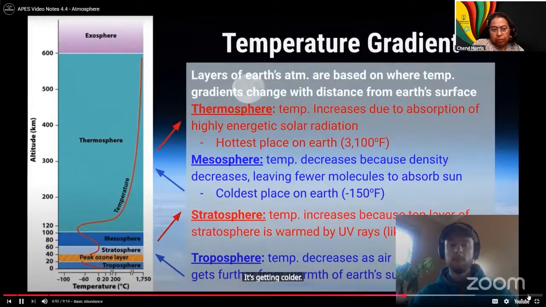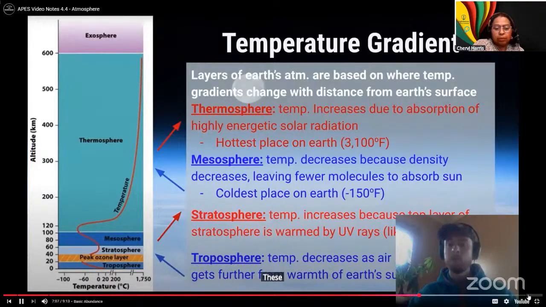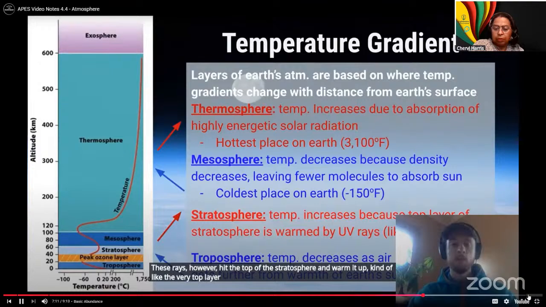Then we have the stratosphere, where it starts to get warmer. Temperature increases as we move up into the stratosphere because the ozone layer at the bottom of the stratosphere is blocking most of the UV rays, which are high energy rays from the sun. These rays, however, hit the top of the stratosphere and warm it up, kind of like the very top layer of a pool in summer or Lake Michigan getting warmed by the sun.